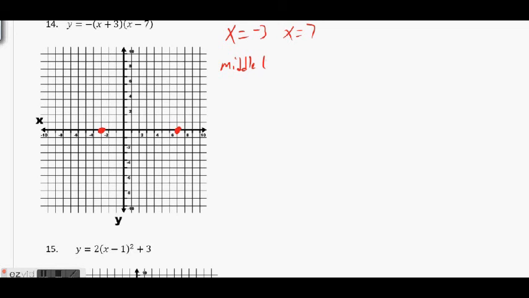So x is equal to, and all we do is we add these two numbers together and divide by 2. -3 plus 7 is 4. 4 divided by 2 is 2. So I know somewhere along that perfectly straight line that I drew, x equals 2 is the line of symmetry. Let's try it one more time. Somewhere along that line is my y coordinate for my vertex.